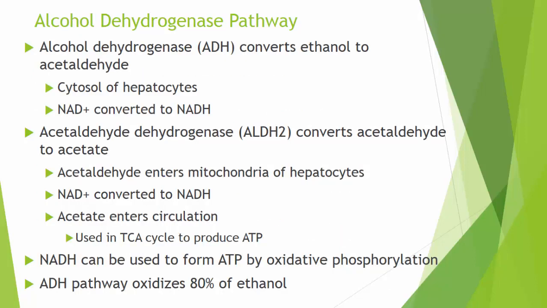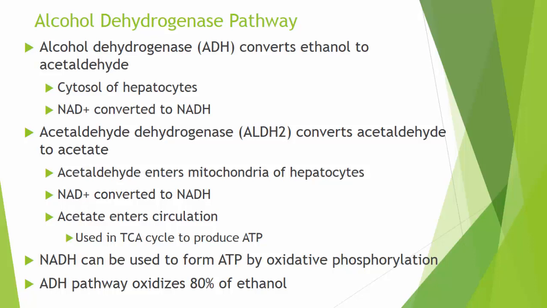So first, let's talk about the alcohol dehydrogenase pathway. The alcohol dehydrogenase pathway converts ethanol to acetaldehyde. It occurs in the cytoplasm of liver cells that more technically are known as hepatocytes. Something significant to note is that in this enzymatic reaction, NAD+ is converted to NADH. That'll become an important factor in our discussion later.